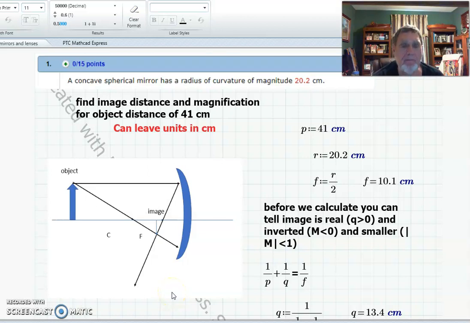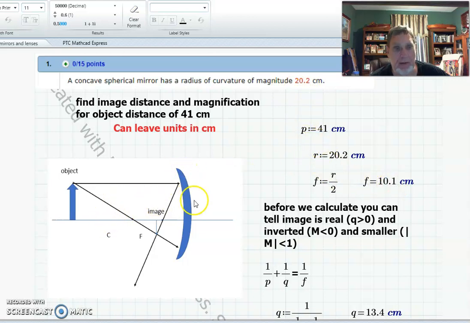All right, I want to work a mirror problem, particularly show how to do the ray diagram. So he says, first problem in that web assigned is a concave spherical mirror with a radius of 20.2, which means it's going to have a focal length of half that, 10.1.